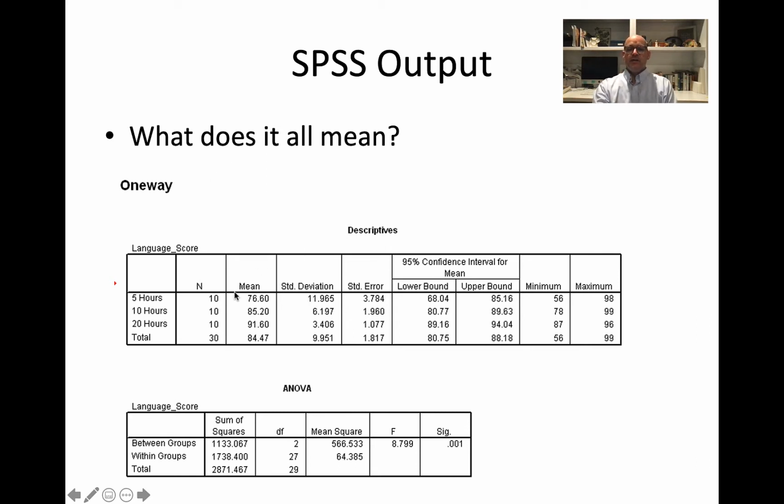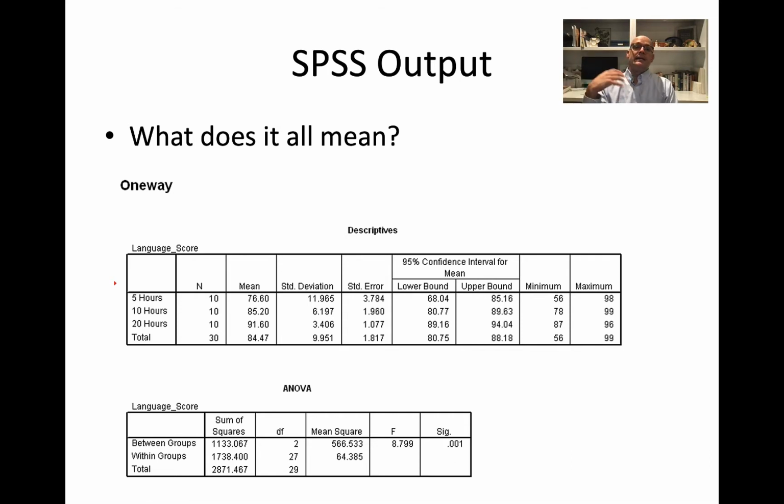In these different treatments, it'll give you a mean for the treatment type. So for 5 hours, that's 76. For 10 hours, it was 85. For 20 hours, it was 91. Where we go first is we look at the ANOVA. Down here, between groups, within groups, doesn't really matter. Look for the F, 8.799, and the SIG, 0.001.